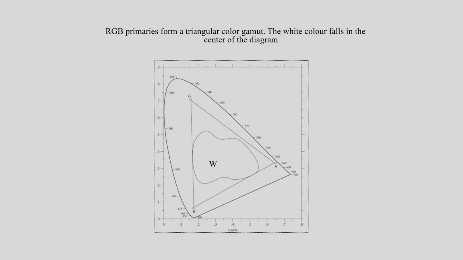Here again I am showing the chromaticity diagram, and in between you can see the white point. The RGB primaries form a triangular color gamut, and the white color falls in the center of the diagram, because corresponding to white in the XYZ color system, x is equal to y is equal to 1 by 3. But if I consider the RGB color model, then R is equal to G is equal to B is equal to 1, and that corresponds to white.